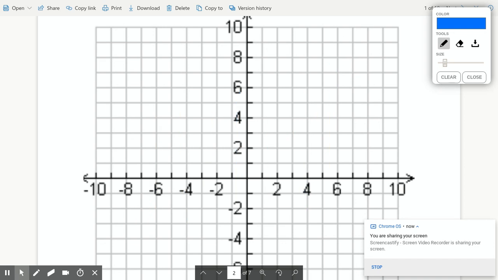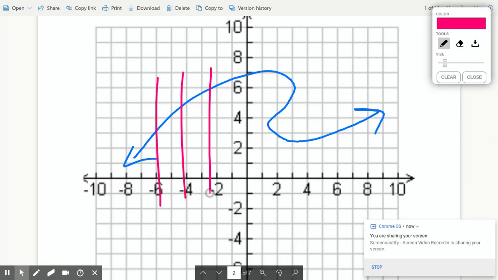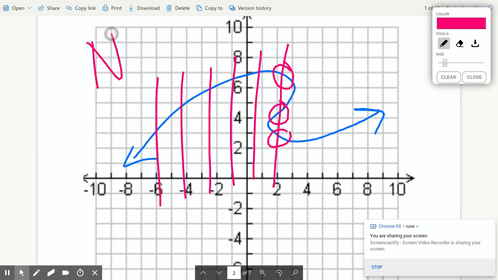Now, an example of not a function would be something that looks like this. In this area, it does pass the vertical line test, only intersects one point. But once you get to here, it intersects at more than one point. So the same input values have different output values. So this is not a function because it does not pass the vertical line test.